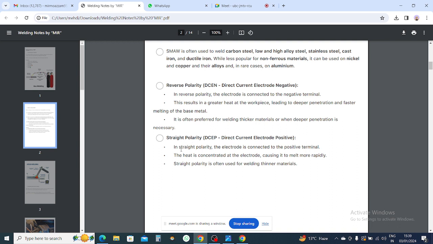And in straight polarity, the electrode is connected to the positive terminal. Reason: the heat is concentrated at the electrode, causing it to melt more rapidly. Second, straight polarity is often used for welding thinner materials. Here we use thicker materials and here thinner materials. So these are the important points you can remember in arc welding.